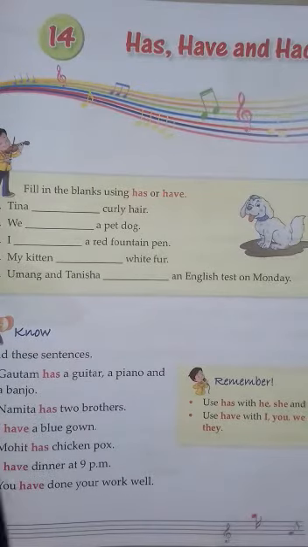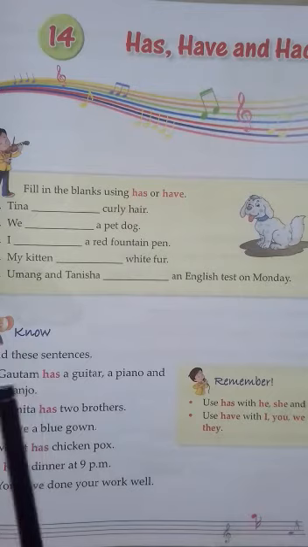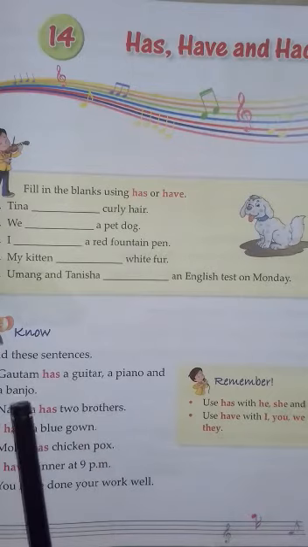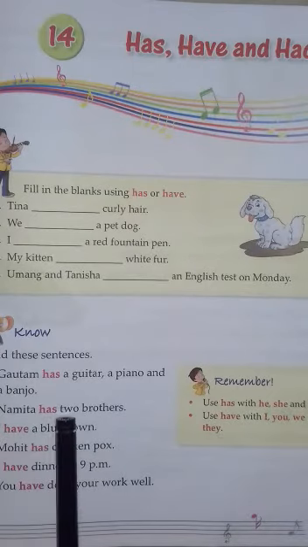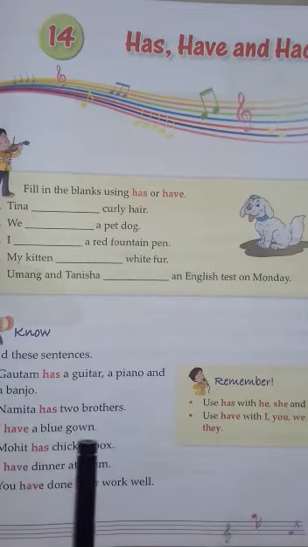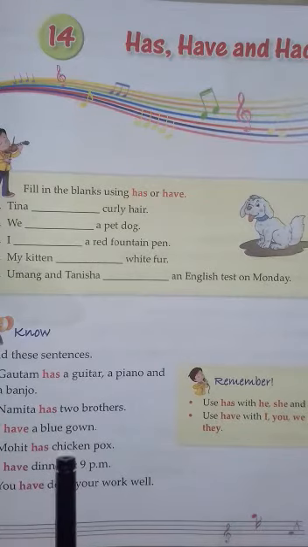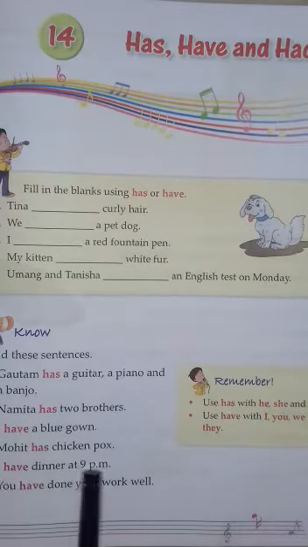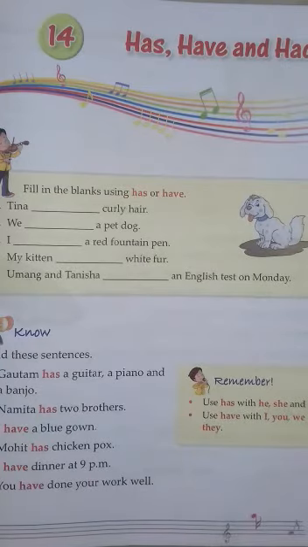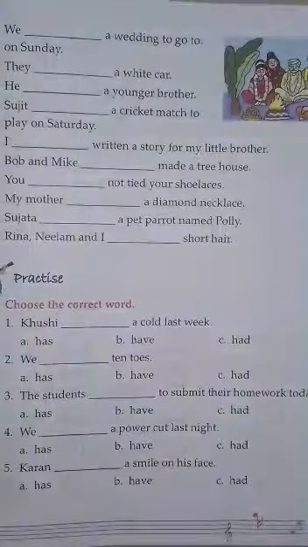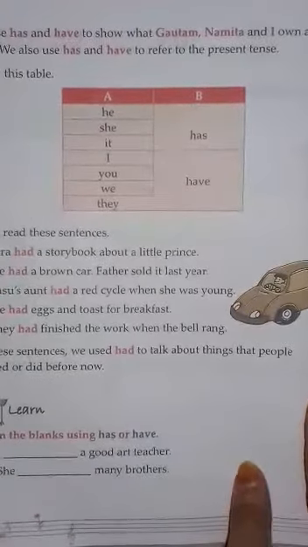Now you read the sentences. Gautam has a guitar, a piano, and a banjo. Namita has two brothers. I have a blue gown. Mohit has chicken pox. I have dinner at 9 pm. You have done your homework well. Turn over the page and come to page 84. So what is here?